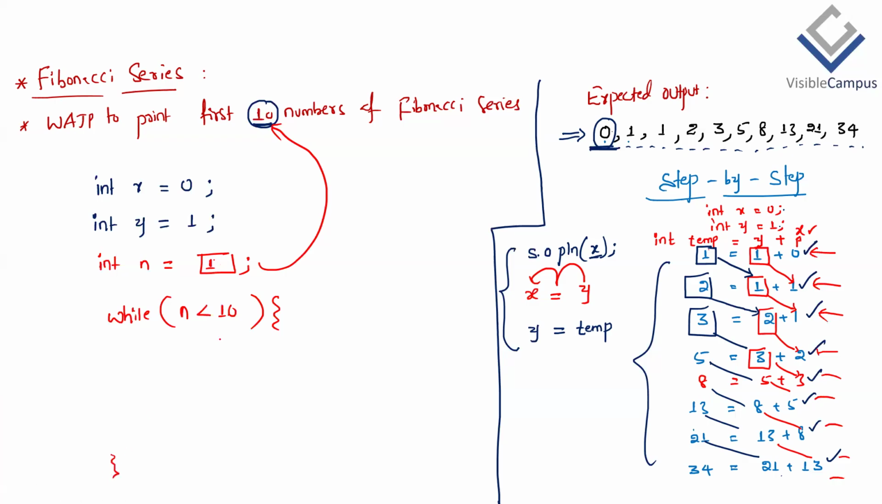Then inside this loop body, what's the first thing? Print the current x value, because 0, you have to get as the first output. That's why System.out.println, so print the current x value. Then after this, what do we have to do? This is called the swapping technique. The current y value we have to assign to the x variable.